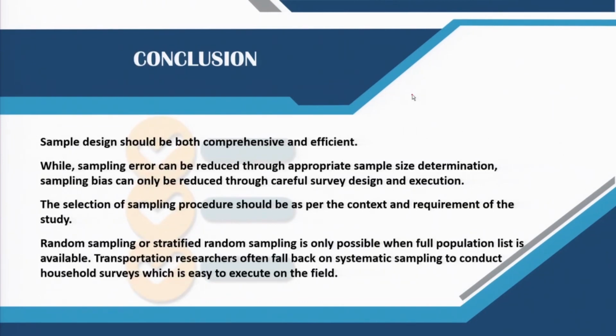So we can conclude by saying that sample design should be both comprehensive and efficient. While sampling error can be reduced through appropriate sample size determination, sampling bias can only be reduced through careful survey design and execution. The selection of sampling procedure should be as per the context and the requirement of the study. Random sampling or stratified random sampling is only possible when a full population list is available. Transportation researchers often fall back on systematic sampling to conduct household surveys, which is easy to execute in the field.